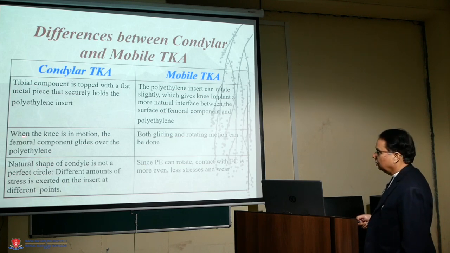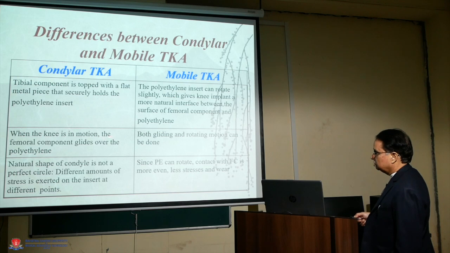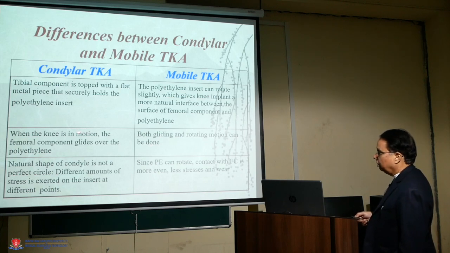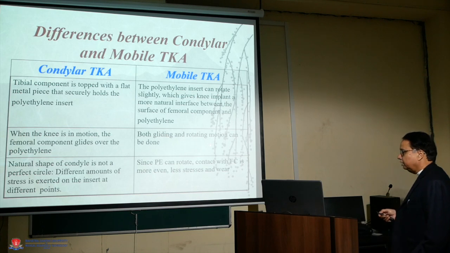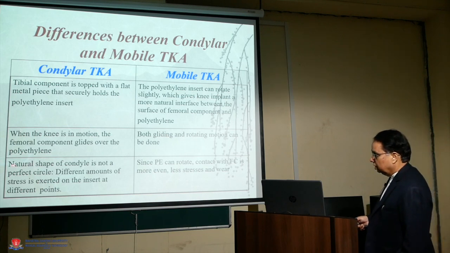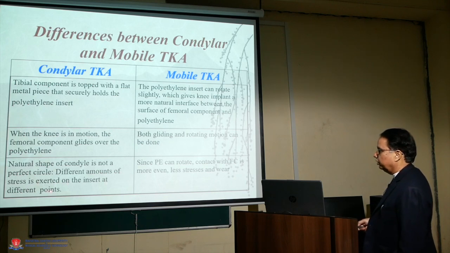Again, in condylar, when the knee is in motion, the femoral component glides over the polyethylene. But in mobile knee, both gliding and rotating motion can be done. Here only glide over the polyethylene. Here gliding and rotation can be achieved. The natural shape of the condyle is not a perfect circle. Different amounts of stress are exerted on the insert at different points.